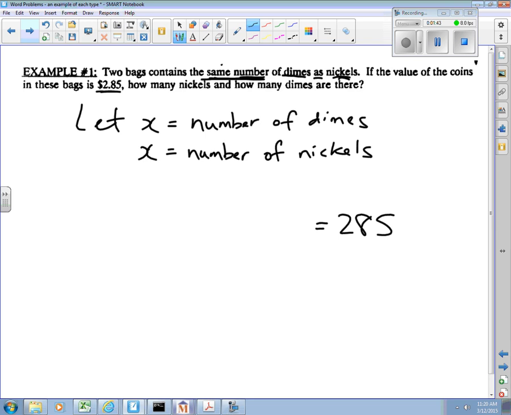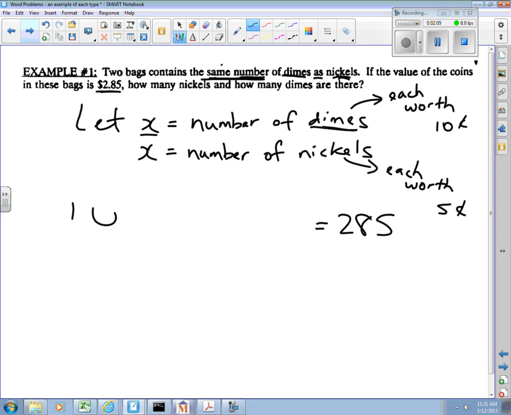That's 285 cents. And what I know is that every single dime that I have is each worth 10 cents. And every single nickel I have is each worth 5 cents. So think about it this way. If you have 1 dime, you have 10 cents. If you have 12 dimes, you have 120 cents. If you have X dimes, you have 10X cents. Think about the logic of that. Why is that true? Same thing with the nickels. If I have 1 of them, I have 5 cents. If I have 7 of them, I have 35 cents. If I have X of them, I have 5X cents.